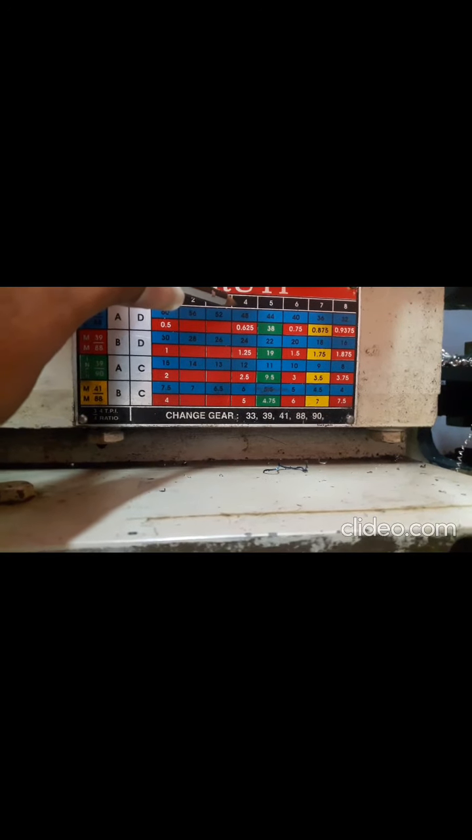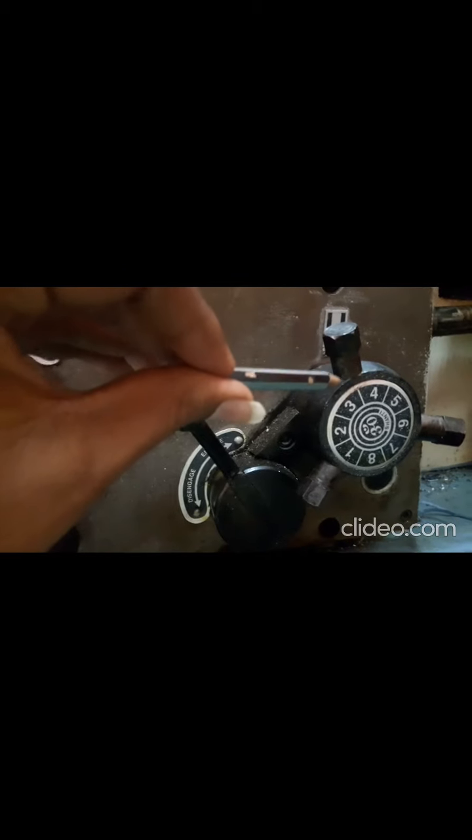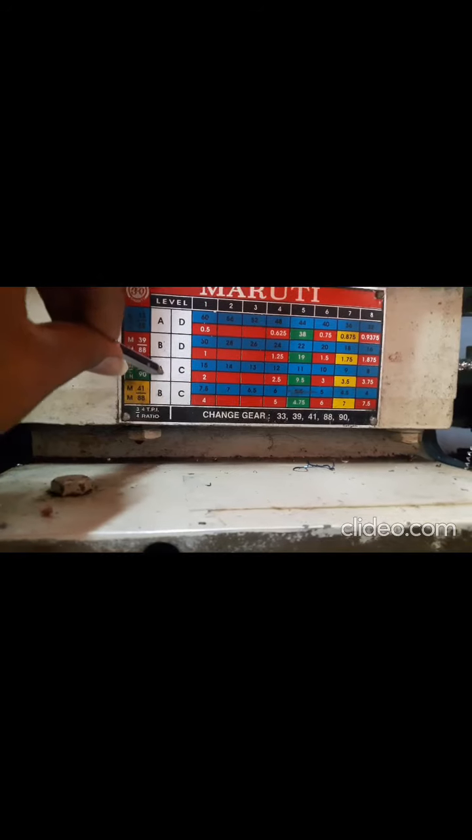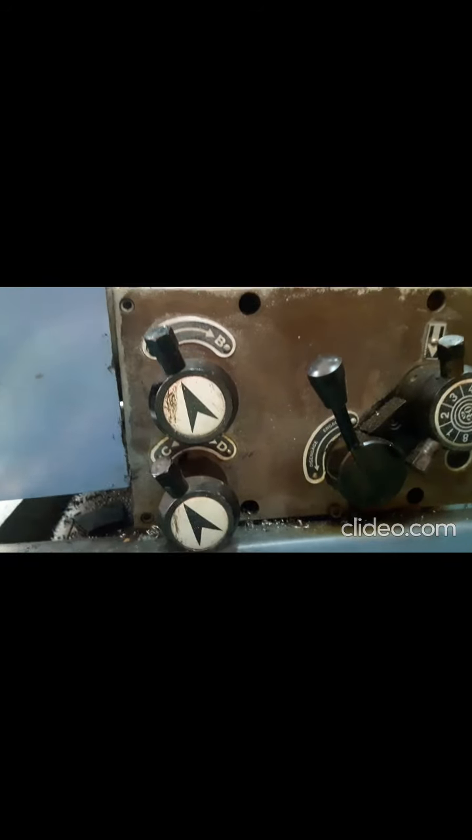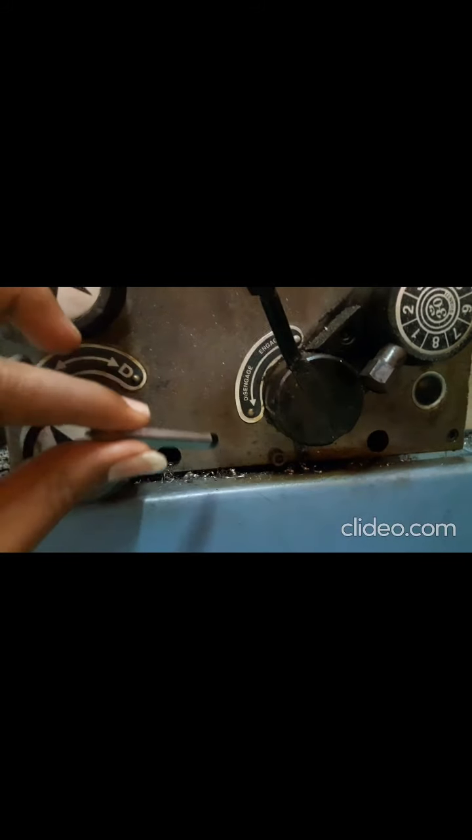So there are 1 to 8 positions. For performing 2.5 we need to set the smaller lever at the location of 4. So I specified it at the point of 4. On the left hand side you need to position the two small hand wheels at positions A and C, one at A and one at C. Based upon this combination I am able to obtain the pitch of 2.5.